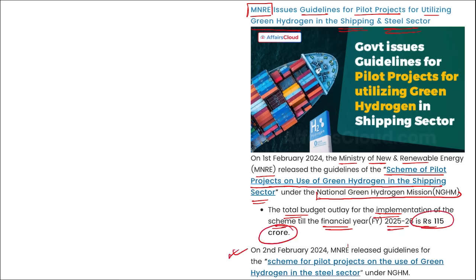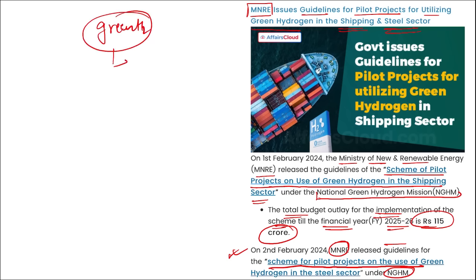On 2nd of February, MNRE released the guidelines for the scheme for pilot projects on the use of green hydrogen in the steel sector, that is under National Green Hydrogen Mission. See, green hydrogen, we have discussed multiple times. It is a fuel that does not release any carbon on burning. Instead, it releases water vapors.